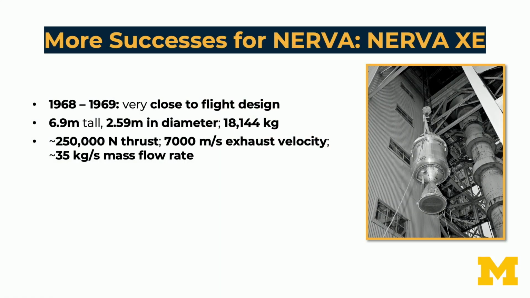Nerva engines are really pretty powerful, but they're extremely heavy because you're basically carrying around a nuclear power plant. It produced about 250,000 newtons. It had an exhaust velocity of about 7,000 meters per second, and this is a very, very close to flight unit version, and it produced about 35 kilograms per second of mass flow rate.